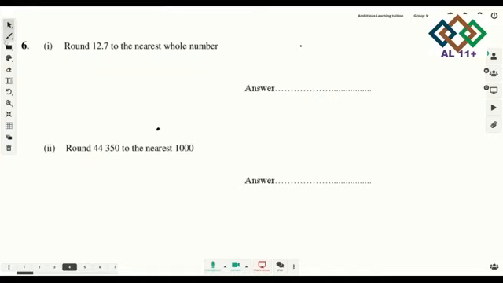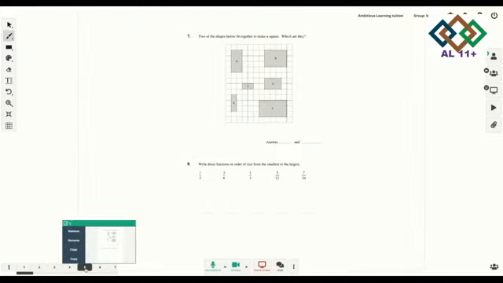So let's do rounding now. I really like rounding. I hope you guys also like it. Round 12.7 to the nearest whole number. That would be 13. And the next one, round 443550 to the nearest thousand. For this one, your answer would be 44,000. So let's move on to the next one now.